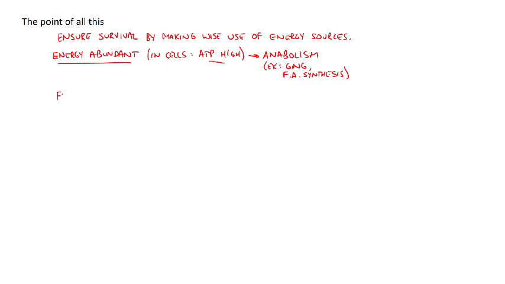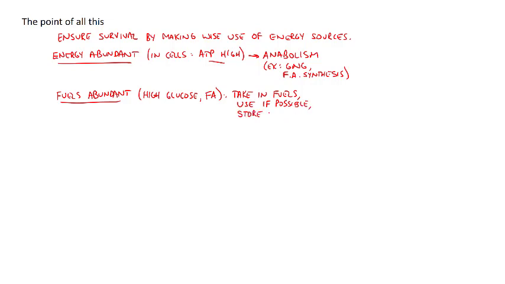If we're in a situation where fuels are abundant, which is not necessarily the same thing as a situation when energy is abundant, so that means we have high glucose and or fatty acids, we need to take in those fuels, use them if possible, and if that's not possible, store them.